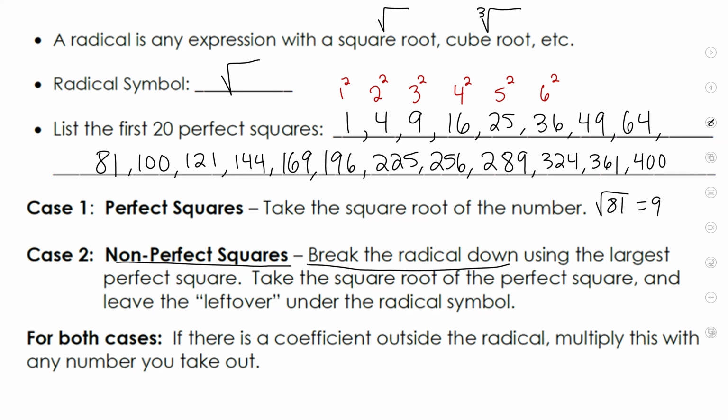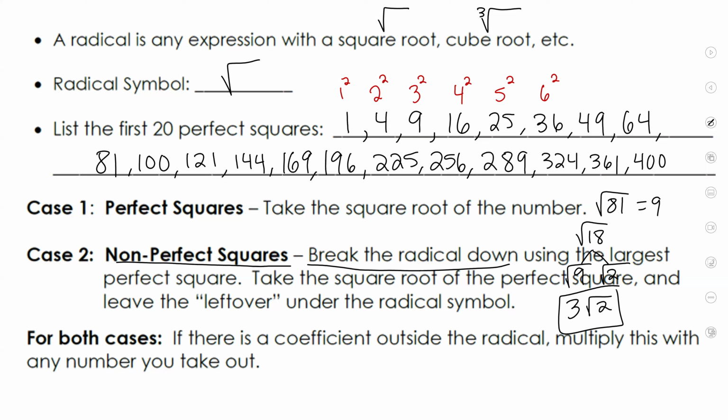So for example, let's break down 18. What are two numbers that multiply to 18? Good, 9 and 2. Do you guys know what the square root of 9 is? So this is just 3 square roots of 2. That's how we're going to break these down.